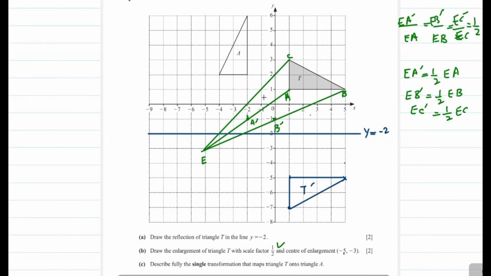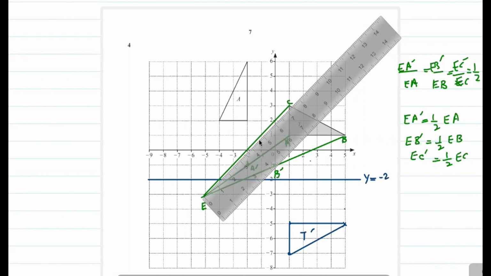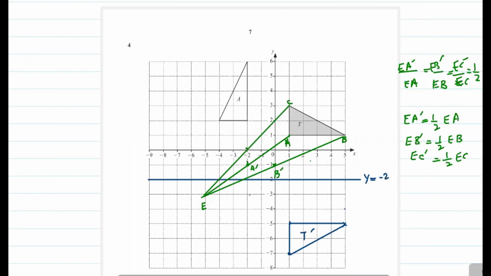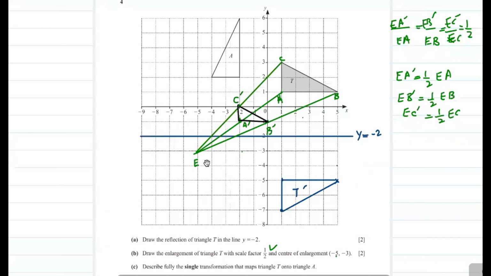Next we take the distance between E and C. You can see here this length is 7.4 and we can write half of it as 3.7, and this point is 3.7. We mark it as C dash. Now we join all these points: A dash to B dash, A dash to C dash, and C dash to B dash. This is the enlargement of scale factor 1/2 with the center of enlargement -5, -3. This enlargement figure we name as T double dash.